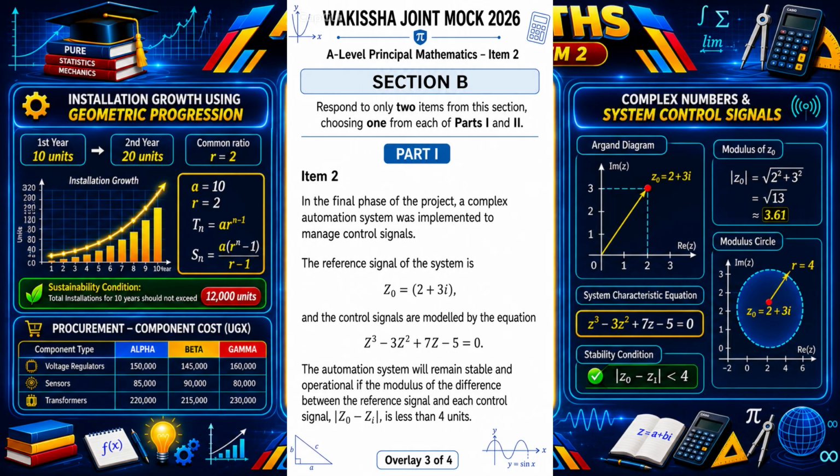The automation system will remain stable and operational if the modulus of the difference between the reference signal and each control signal, they have given us the magnitude of Z0 minus the Z, which we are going to get from here, should be less than 4 units.